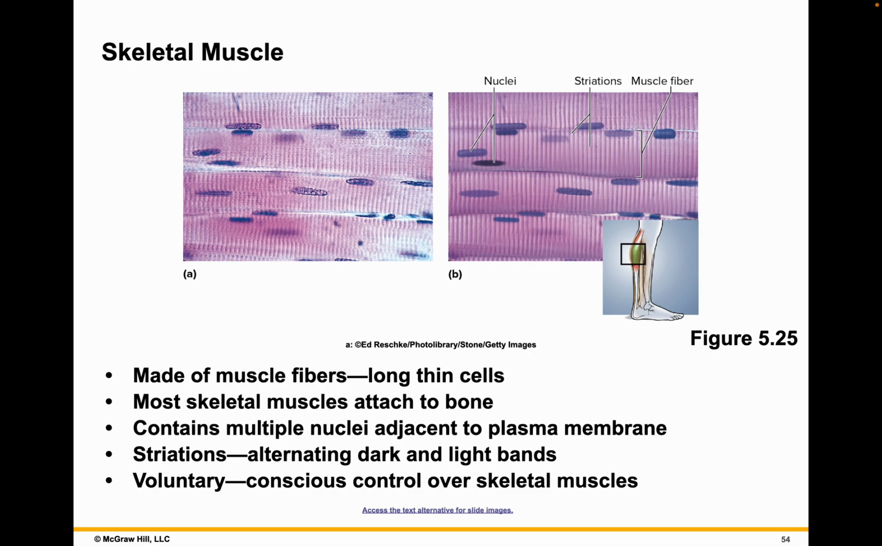Skeletal muscle makes up our voluntary muscular system. It's made of muscle fibers, which are long, thin cells. Most of the muscles attach to bone on both sides. They contain multiple nuclei adjacent to plasma membranes. They have striations, the little lines you see in the images, alternating dark and light bands, and they are under voluntary or conscious control to contract. Now, that doesn't mean they don't have some reflexes that occur, but you can consciously control the contraction of skeletal muscle.